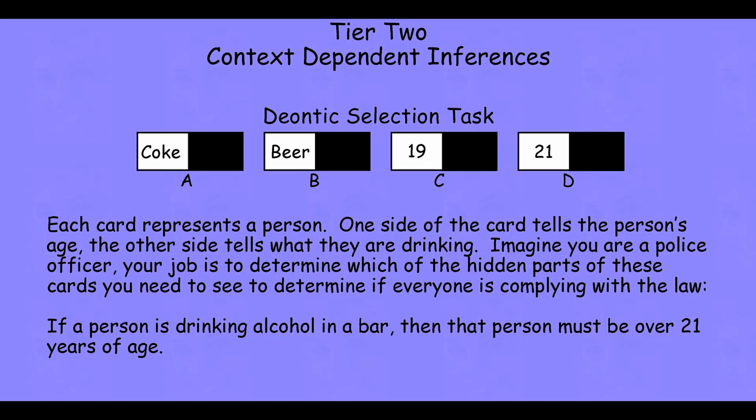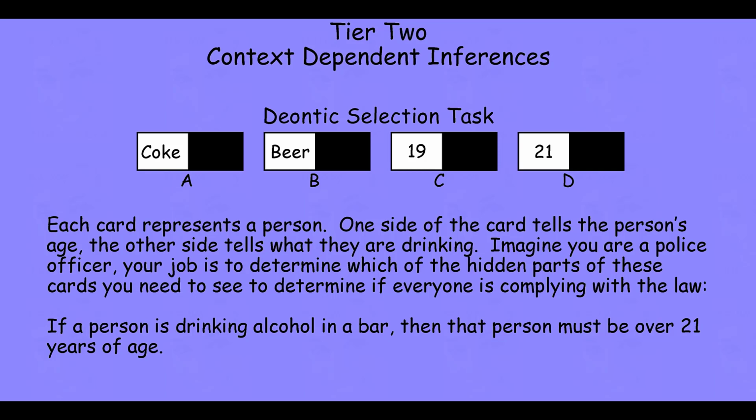Each card represents a person. One side of the card tells the person's age. The other side tells what they are drinking. Imagine you're a police officer. Your job is to determine which of the hidden parts of these cards you need to see to determine if everyone is complying with the law.